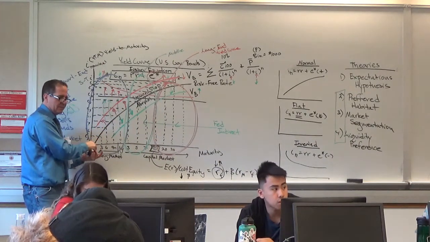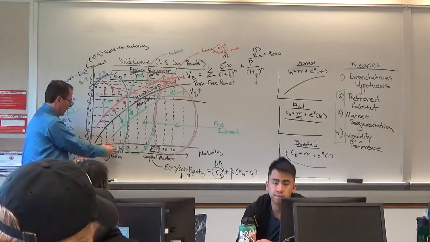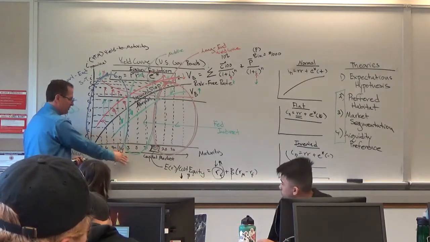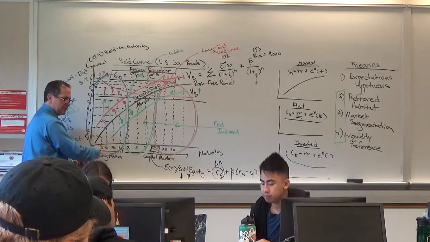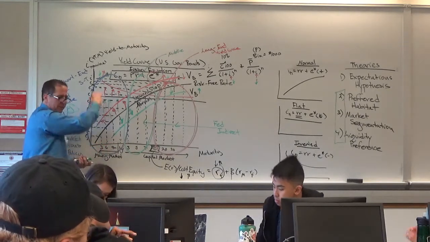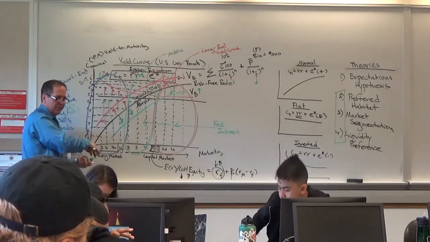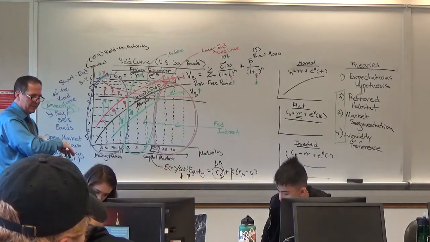Is the 1 year part of the short end, or is it? Yeah, that's part of the capital markets. It's relatively short, but I would say 9 months and under. This is where the Federal Reserve conducts monetary policy. We'll get in there in a minute.